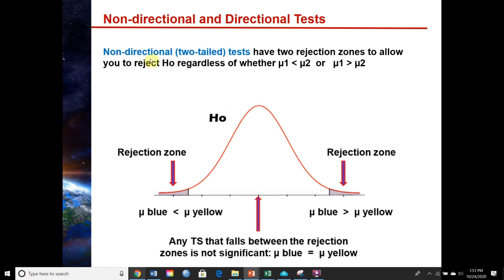And when would we use this two-tailed test? Well, we use it if we really don't know what is going to happen in our study. We could make a prediction and say, I think blue is going to be higher than yellow, or yellow is higher than blue. But if you really don't know, there's no literature to suggest which room should give you the higher mood scores, then you use a two-tailed test where you have two rejection zones.